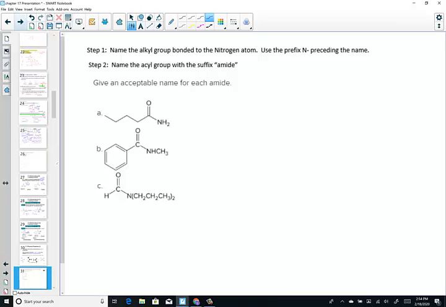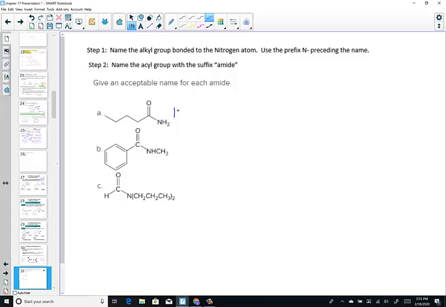So let's try some of these. Name the alkyl group bonded to the nitrogen atom using the prefix N to precede the name, and then name the acyl group with the suffix amide. Give an acceptable name for each. So this is looking back in the notepad page, and we're trying to just practice some amides.